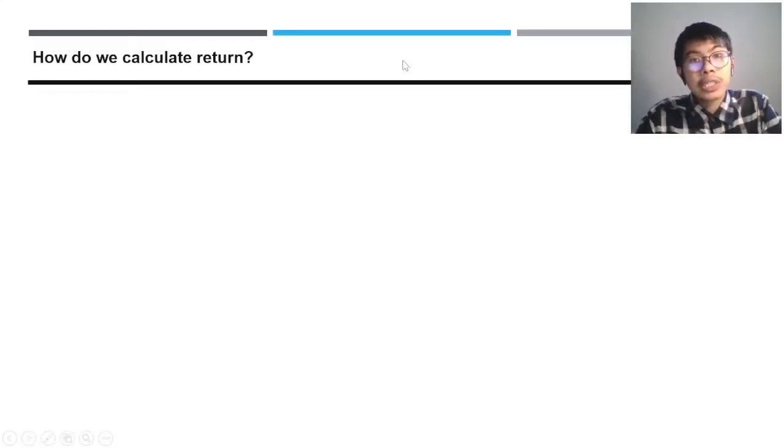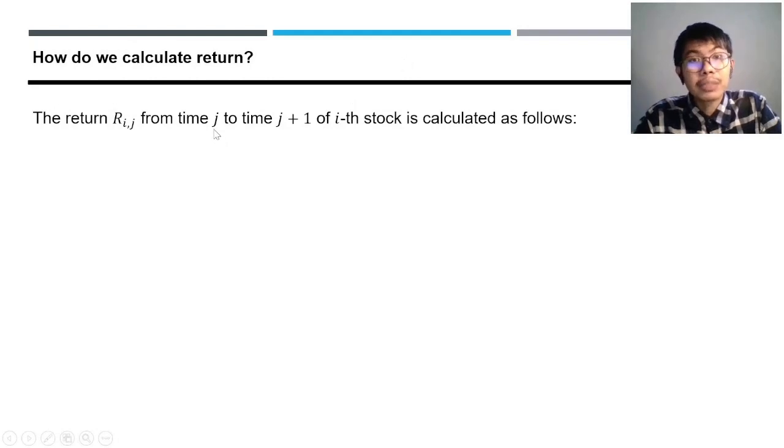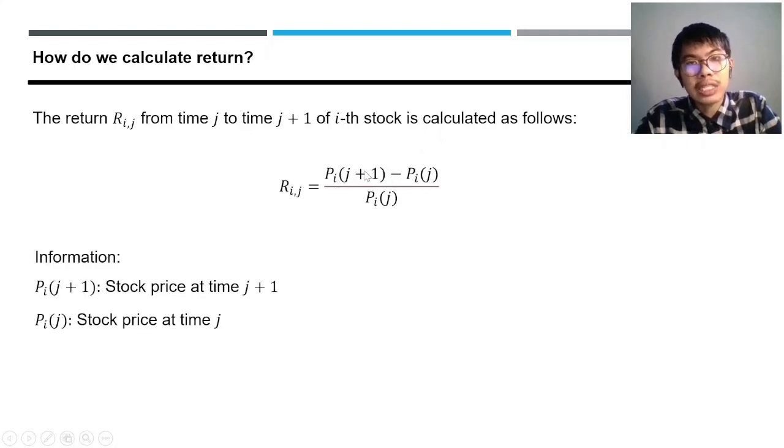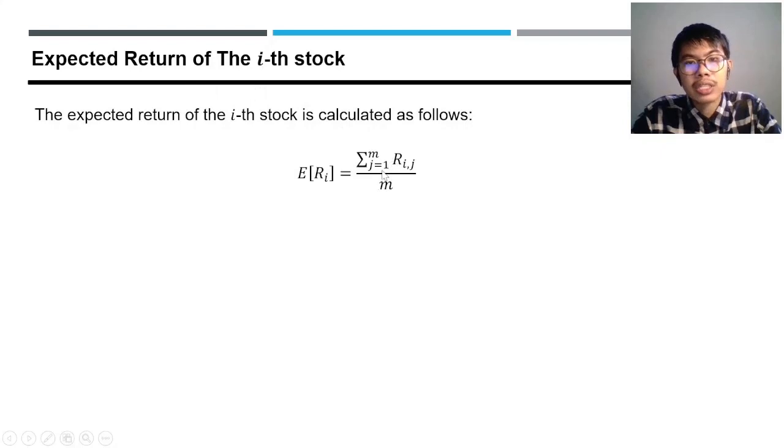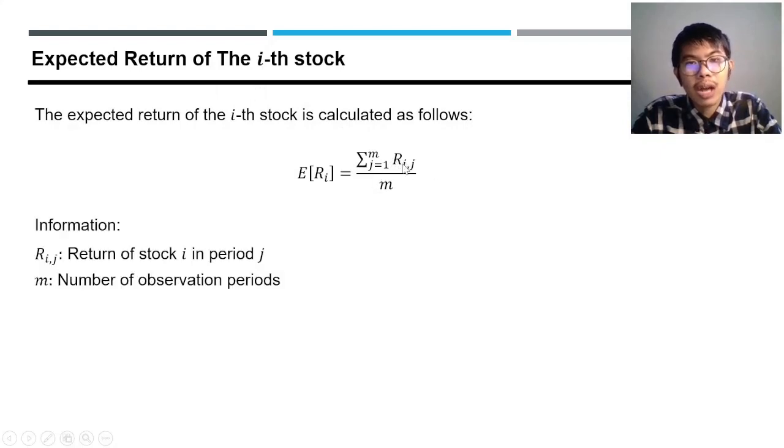How do we calculate return? The return from time j to time j plus 1 of stock i is calculated as follows, where Pi,j+1 is the stock price at time j plus 1 and Pi,j is the stock price at time j. After knowing the return, we can calculate the expected return of stock i, which is calculated as follows, where Rij is the return of stock i in period j, M is the number of observation periods.